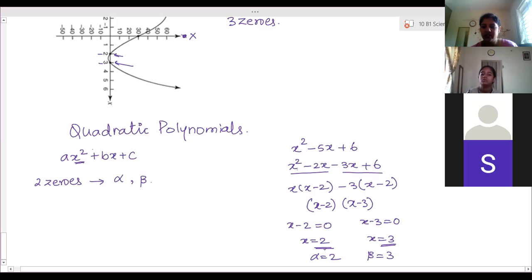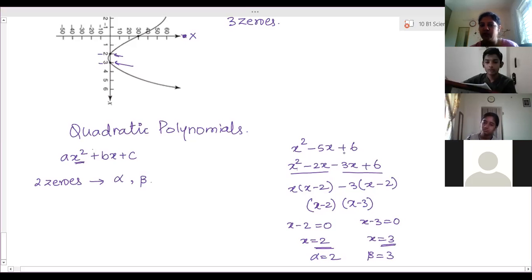Now you can check it. If you substitute the value of x as 2 in this equation, the polynomial value will be 0. So try substituting x is equal to 2. What will you get? 2 square minus 5 into 2 plus 6. 2 square is 4 minus 10 plus 6. 4 minus 10 is minus 6 plus 6, the answer is 0.